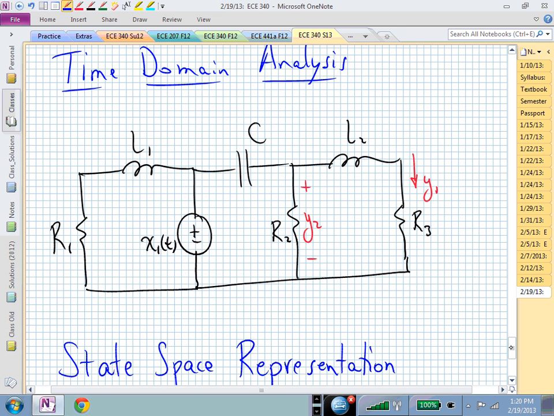I thought I heard 3. I'm going to have this inductor current, aren't I? What kind of state variables should I be expecting in this circuit? Inductor currents and capacitor voltages. And I have 2 inductors and I have 1 capacitor.